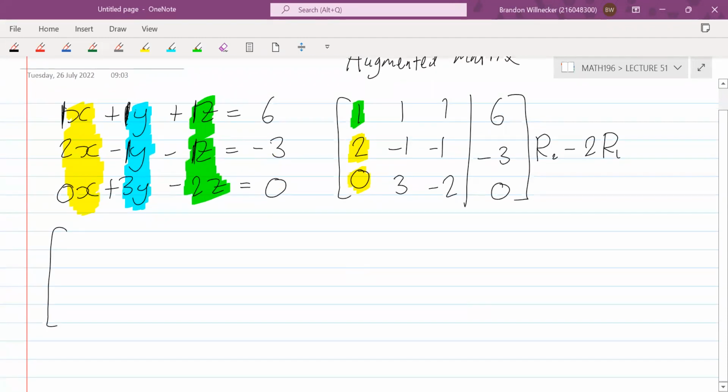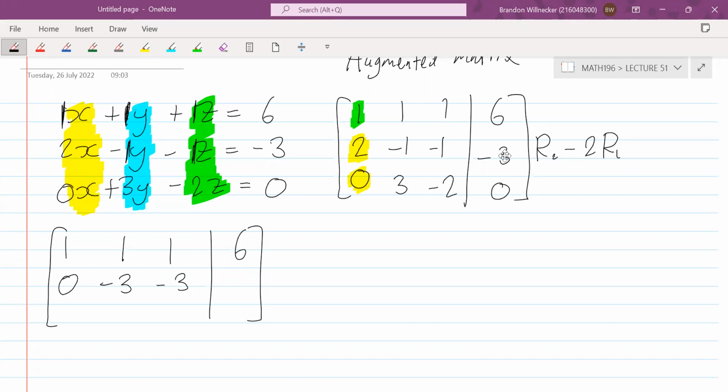Okay, so the first row stays the same. 1, 1, 1, 6. Okay, but now we're going to take row 2 and subtract 2 times row 1. So 2 minus 2, that's going to be 0. Minus 1 minus 2, that's going to be minus 3. Minus 1 minus 2, that's going to be minus 3. And minus 3, okay, so just look at the last one here.